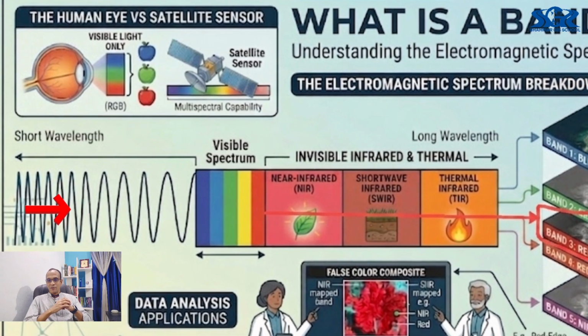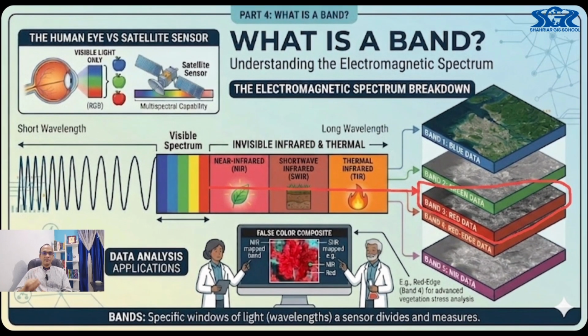Look at the center diagram illustrating the electromagnetic spectrum breakdown. Light travels in waves of varying lengths. Instead of looking at the whole spectrum as one blended picture, a satellite sensor uses specialized filters to slice this continuous spectrum into highly specific individual segments. Each of these segments, or channels, is called a band.